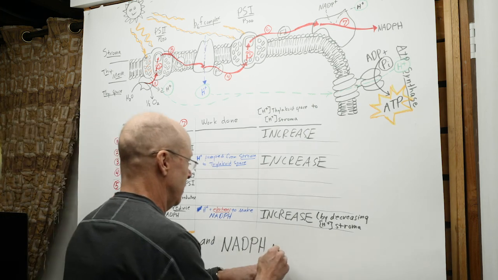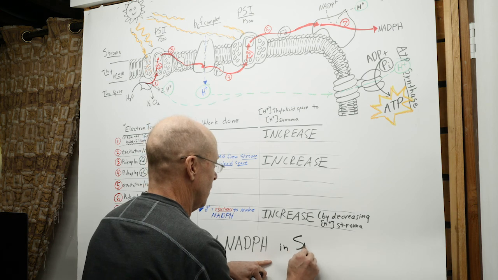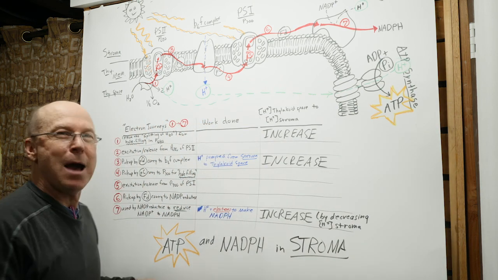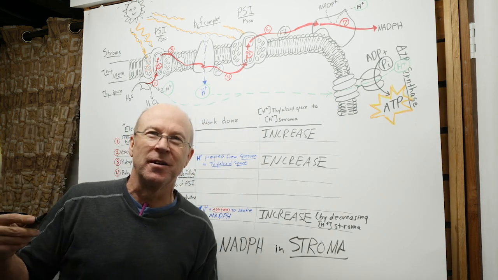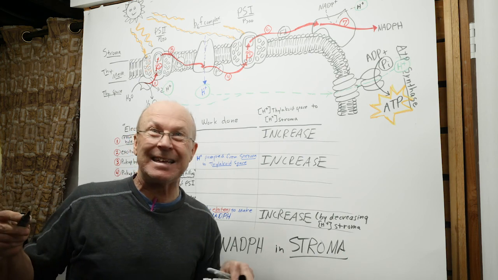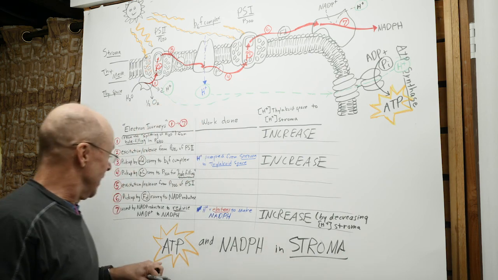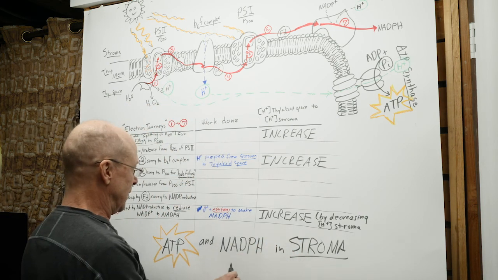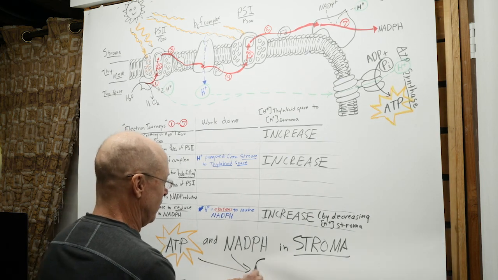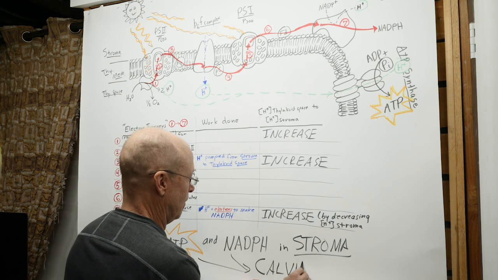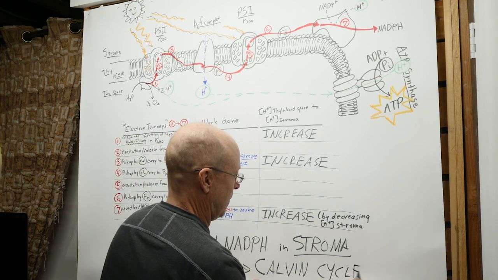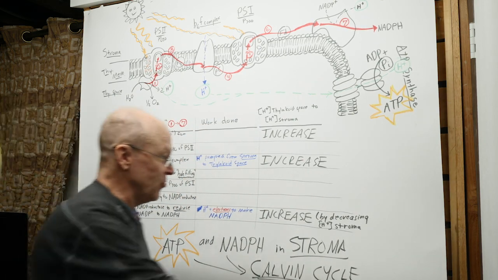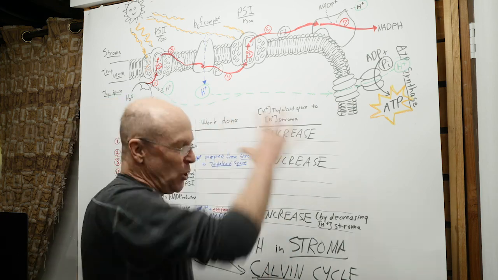Both of these things are in the stroma. And what's going to happen with these is the next part of our story. We've got some synthesizing to do, photosynthesis. ATP and NADPH are in the stroma, and the process here is that these guys are going to the Calvin cycle. And as long as you can see that on the bottom, we are done with this beautiful, beautiful section.